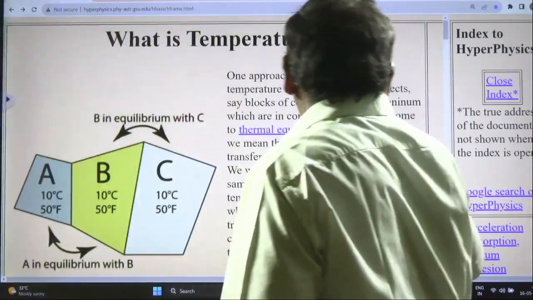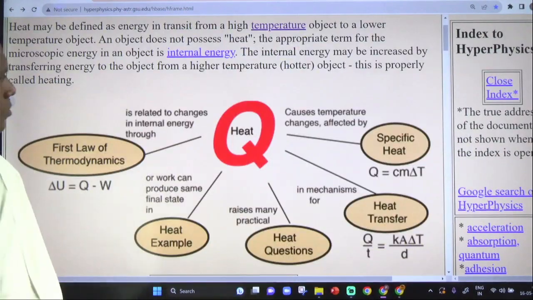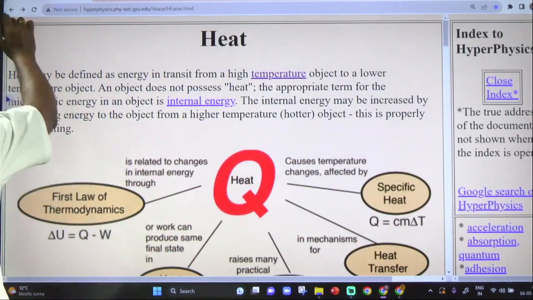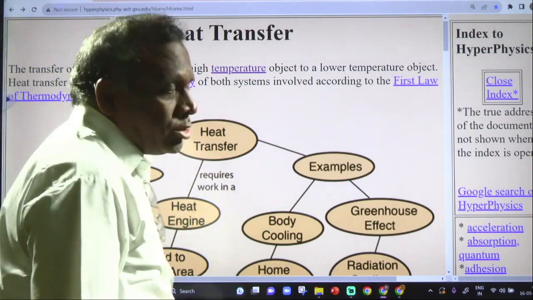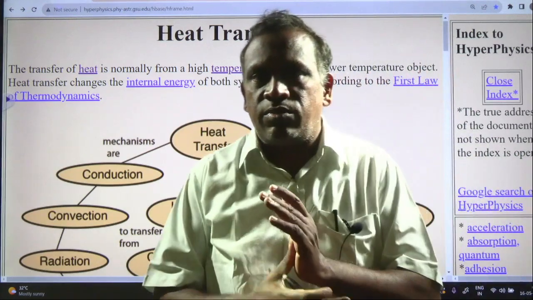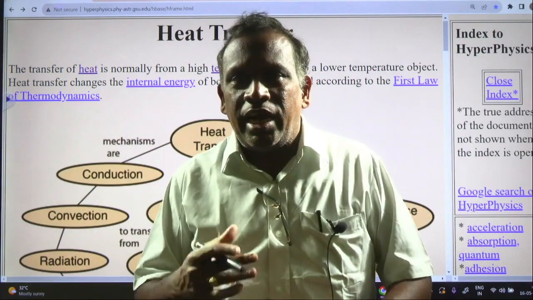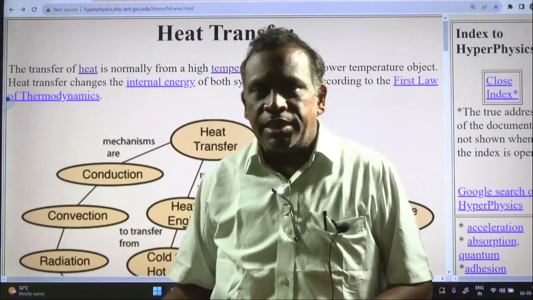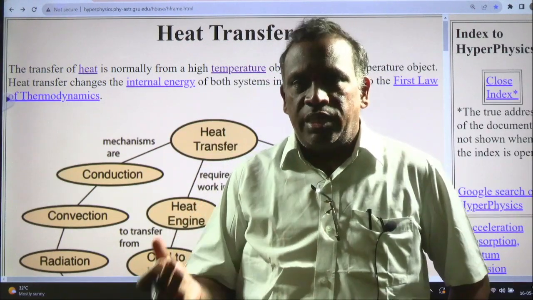Coming to heat transfer, there are three types of transfer of heat. Heat is transferred from one point to another by conduction, convection and radiation.